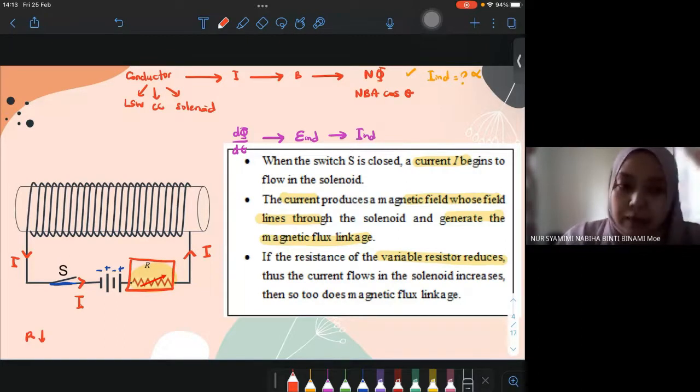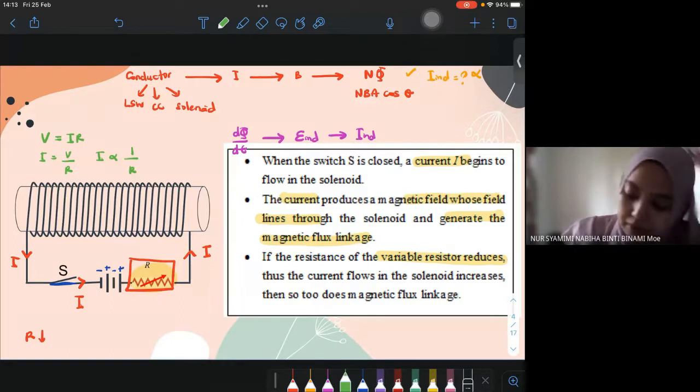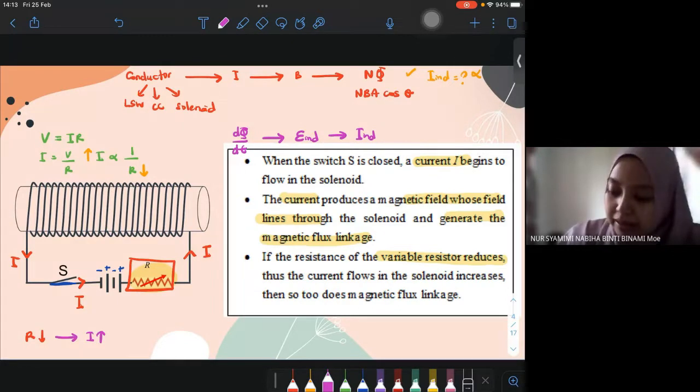So what will happen? Apa kaitan? Okay. So we know, we learn in chapter 3, V is equal to IR. So I is equal to V over R. I is inversely proportional with R. So sekarang R berkurang, I akan bertambah. So bila R berkurang, I akan bertambah. So bila I bertambah, what will happen?